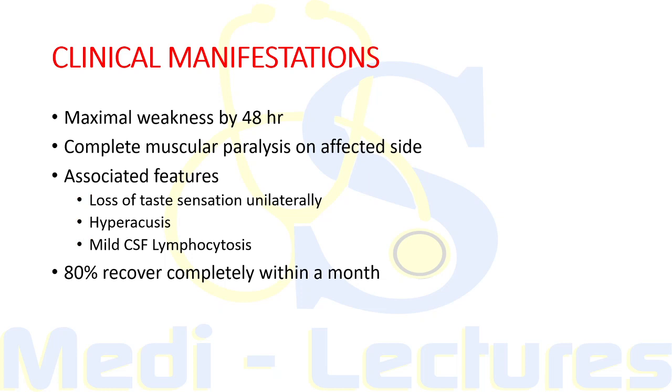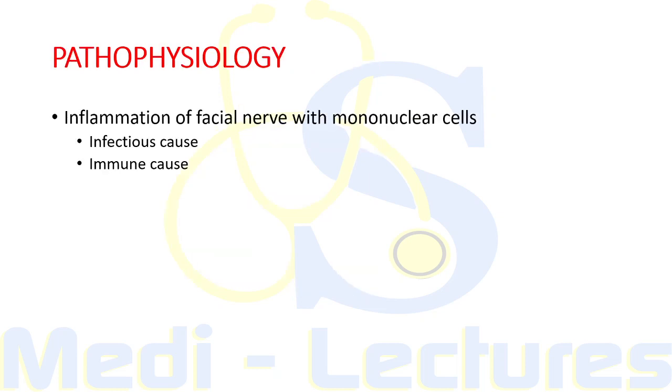Now, when we talk about the recovery, 80% of patients will recover completely without any sequela within a month. The rest of the patients will have incomplete recovery. Now, coming on to the pathophysiology, in acute Bell's palsy, there is inflammation of the facial nerve with predominantly mononuclear cell infiltrate, which is consistent with an infectious cause or immune cause.